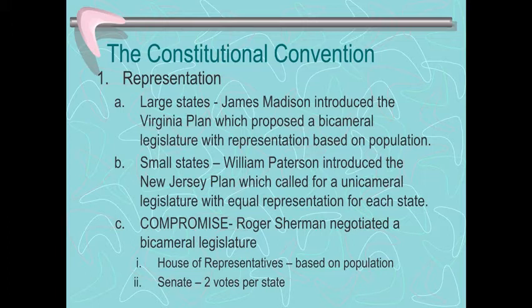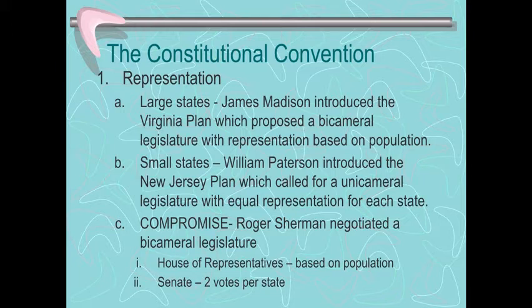So Roger Sherman came up with a great compromise, and that great compromise called for a two-house legislature, and it split the Virginia Plan and the New Jersey Plan amongst these two houses. The House of Representatives encompasses the Virginia Plan in that it's based on population. So the larger states like California and Texas have a higher number of representatives in the House. The second body of that legislature is known as the Senate. We still have these two houses of legislature today.